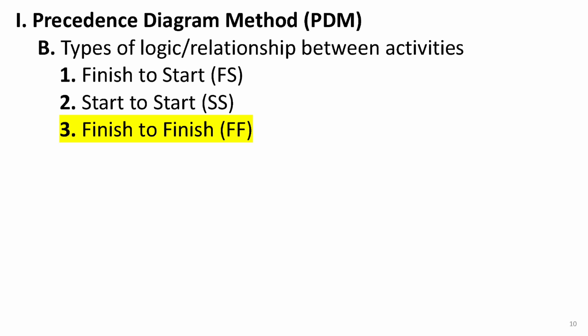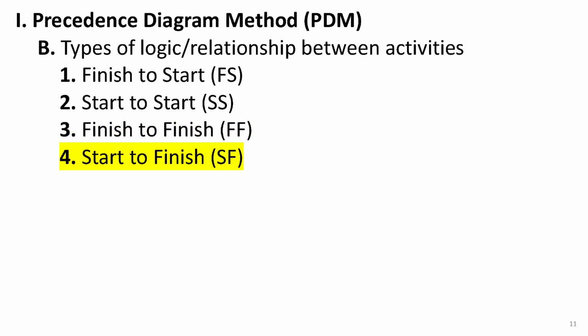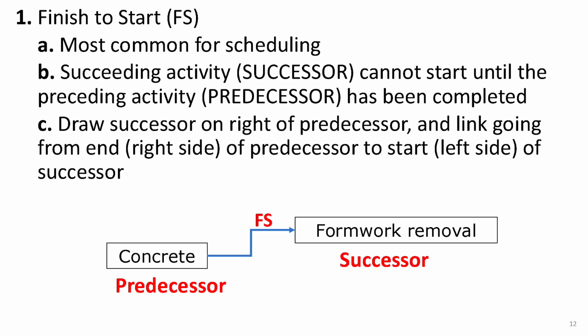Third, finish to finish, FF. This ensures that an activity cannot be completed without the completion of another activity. Finally, start to finish, SF. This requires the finish of one activity to rely on the start of another. Setting these logical constraints properly is crucial for developing an optimal schedule. Now, let's take a closer look at each type of activity logic or dependency.